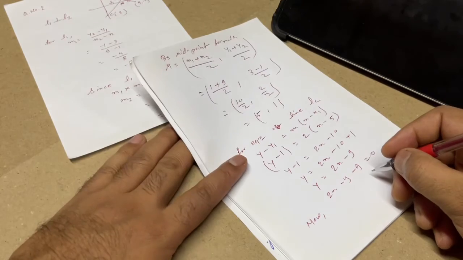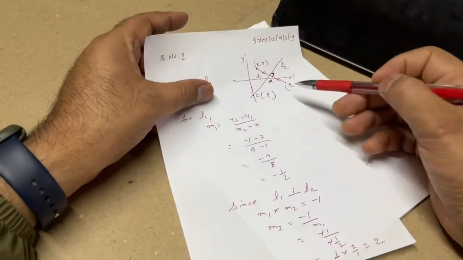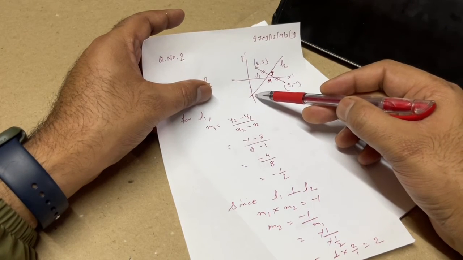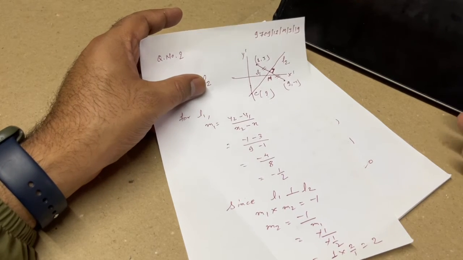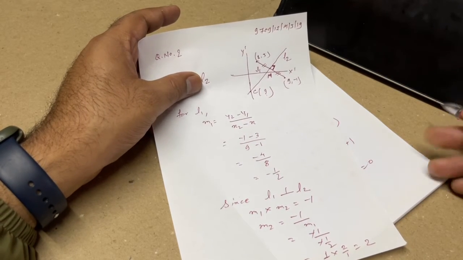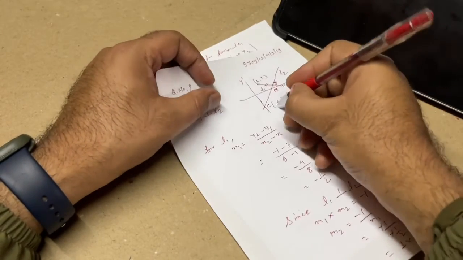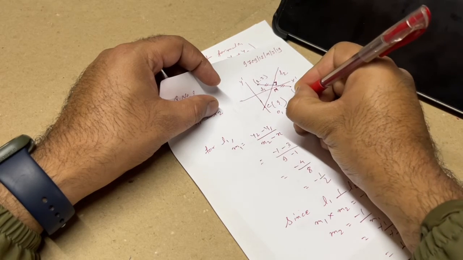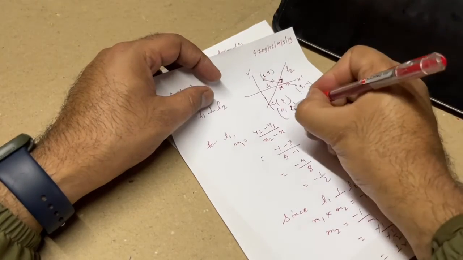Now we need to calculate the coordinate of c. Since in the question it is said that the line L2 intersects the y-axis, whenever the line intersects the y-axis, x is 0. Because at this point it's always 0 comma something, it may be the value of y, or something else.